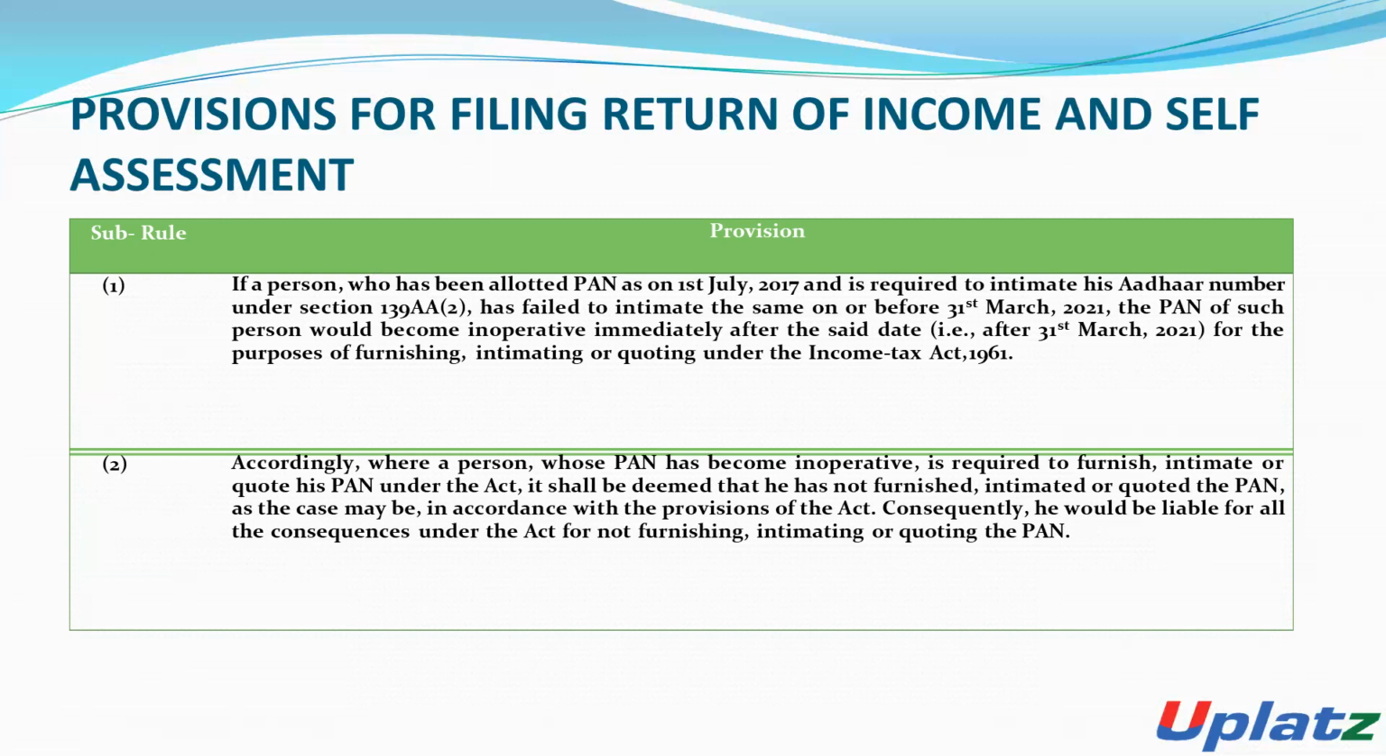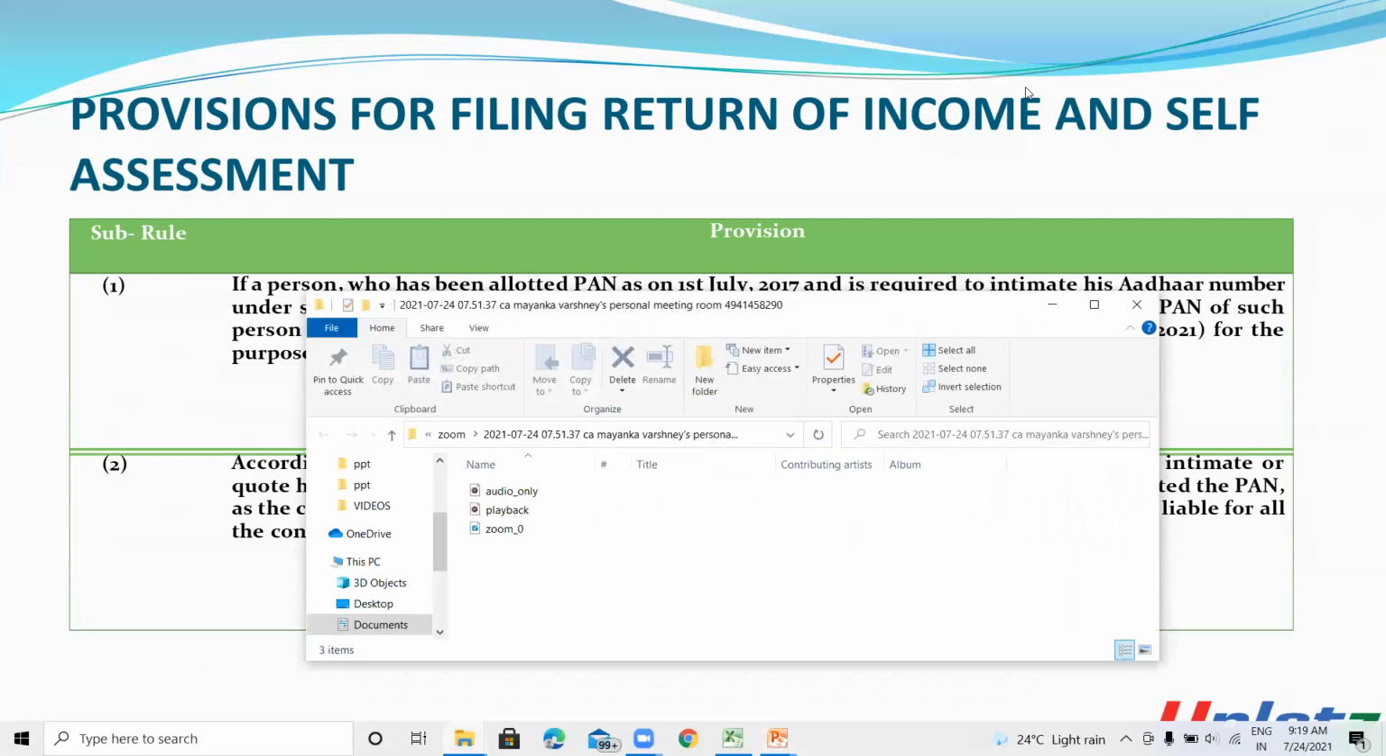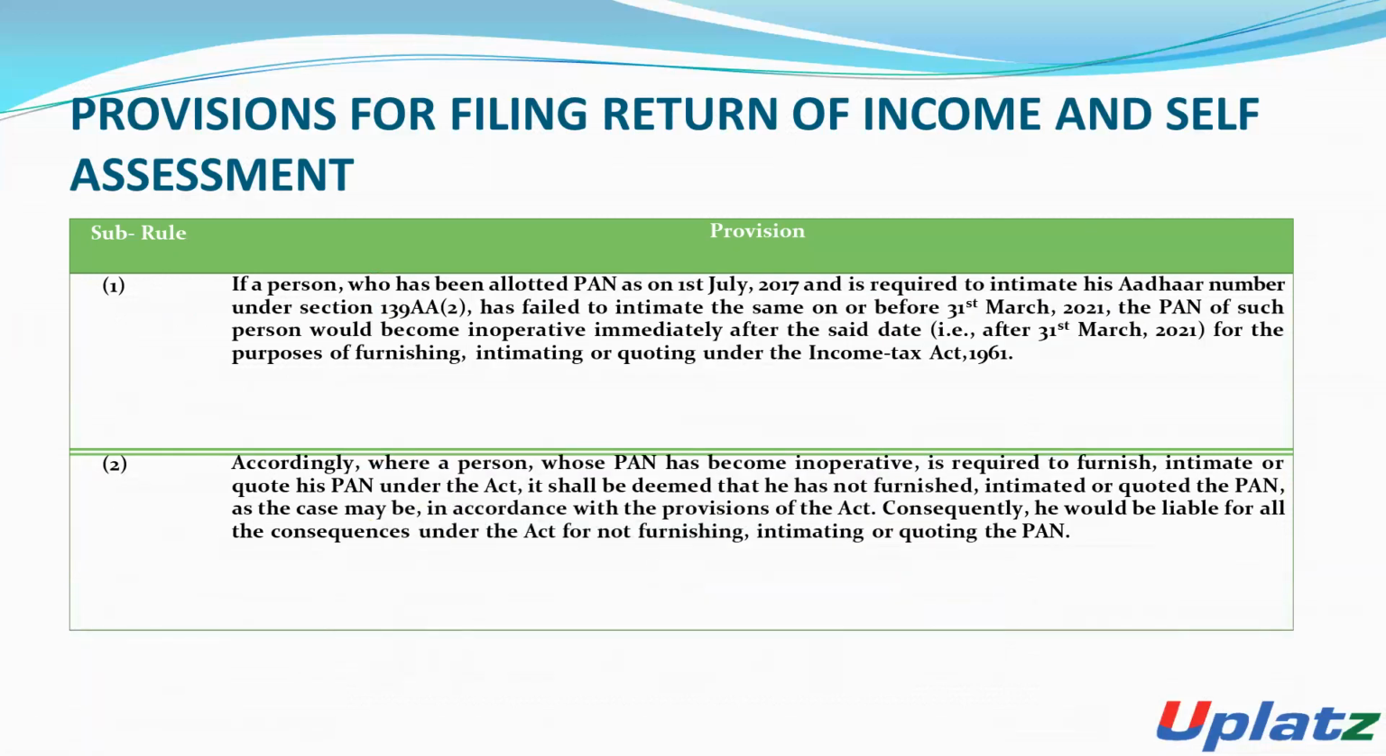This means if a person has the PAN number as on 1st July 2017, and is required to intimate his Aadhaar number under section 139AA subsection 2, and fails to intimate it on or before 31st March 2021, then the PAN of such person will become inactive immediately from the said date. It will become inactive for the purpose of furnishing, intimating, and quoting under the Income Tax Act 1961. It will become inoperative.